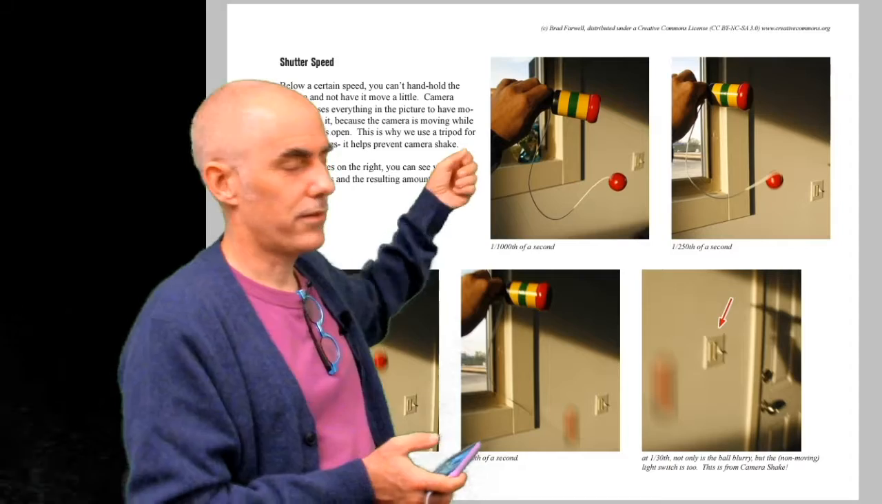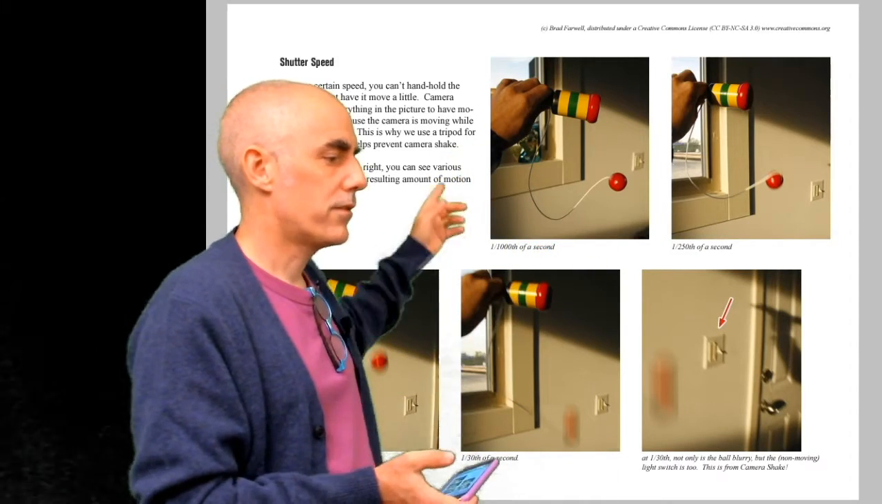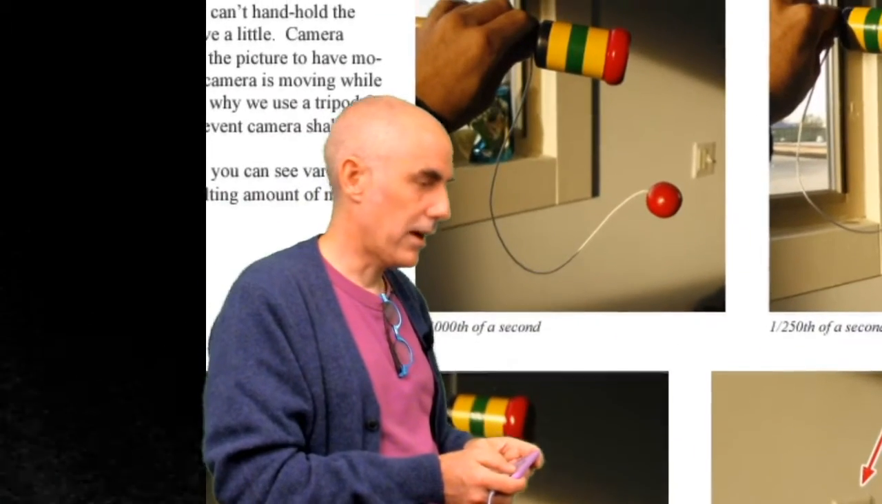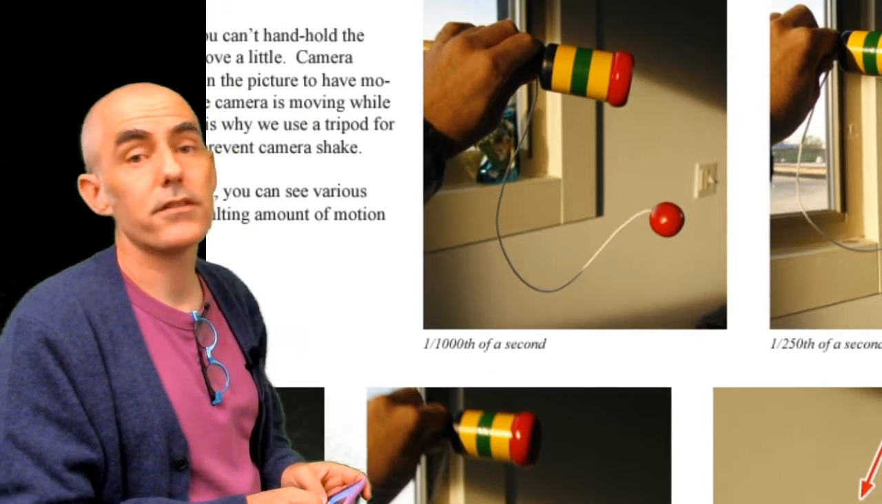So all these things, I just had the cup and ball toy and tipped it over and the ball fell out. The first one that we see here is at a 1,000th of a second, and it looks as though it's not moving at all.